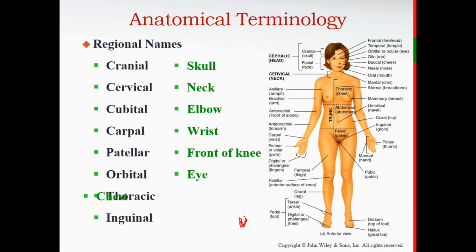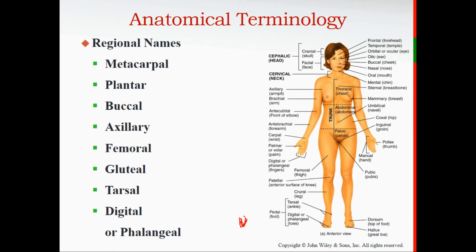Thoracic, that is your chest. So your chest cavity is commonly referred to as the thoracic cavity. Your rib cage is commonly called the thoracic cage. And inguinal is your groin area. Metacarpal, that is going to be the hand or the palm. Plantar is the sole of the foot. Buccal is going to be your mouth. Sometimes your mouth is referred to as the buccal cavity in the cheek area.